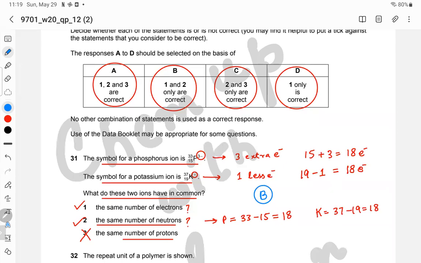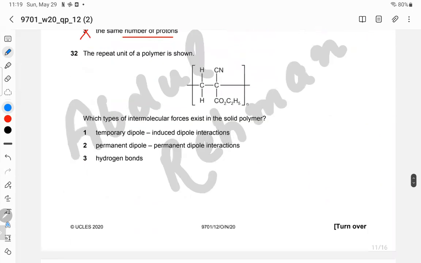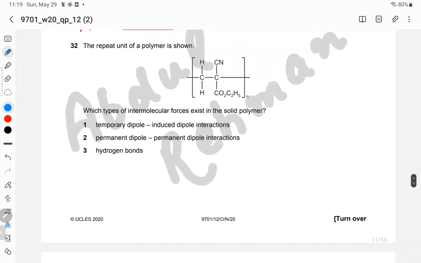Okay. Now let's move to question number 32. The repeat unit of a polymer is shown. So here we have a repeat unit. Which type of intermolecular forces exist between the molecules of a solid polymer?